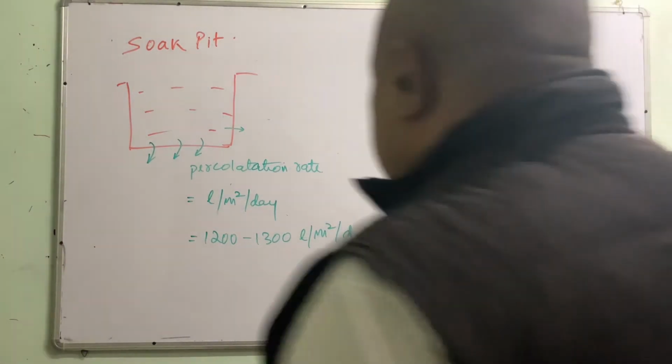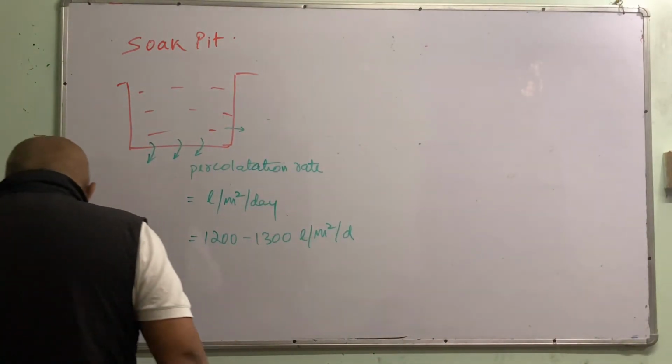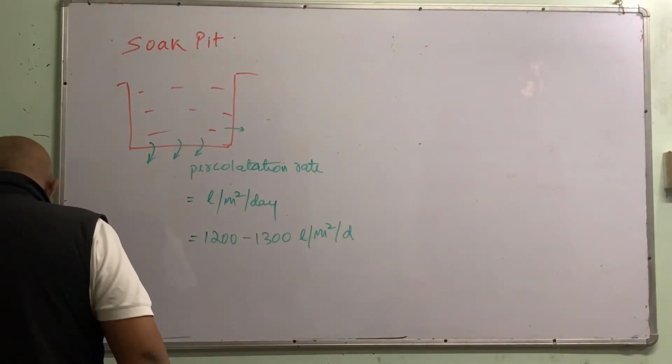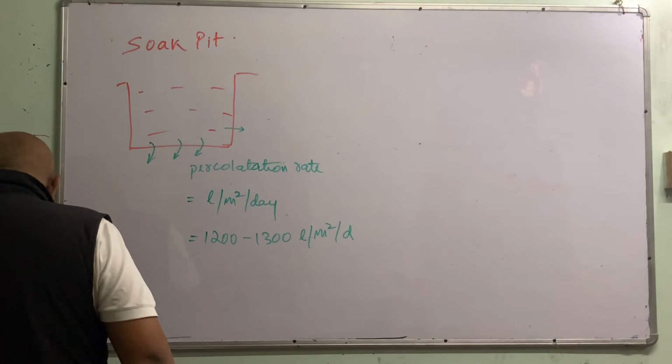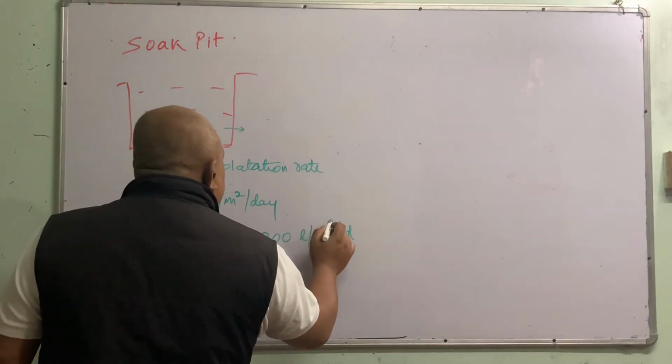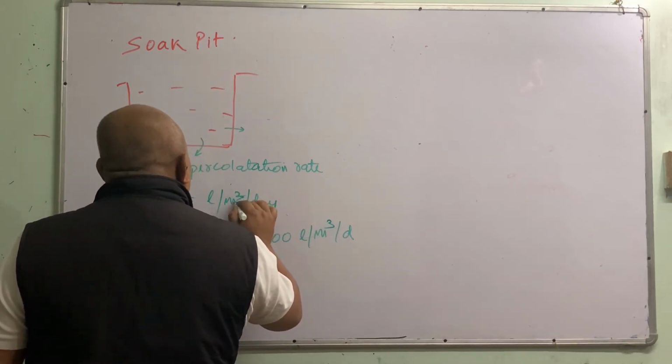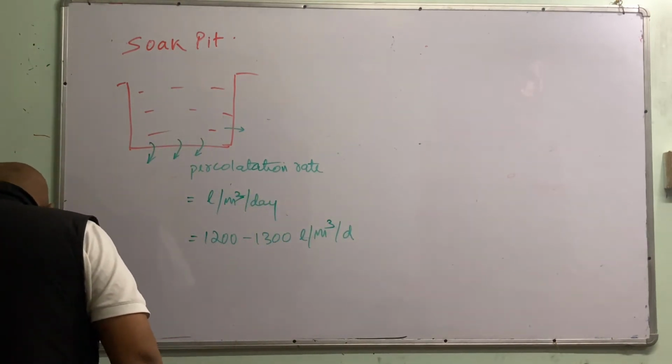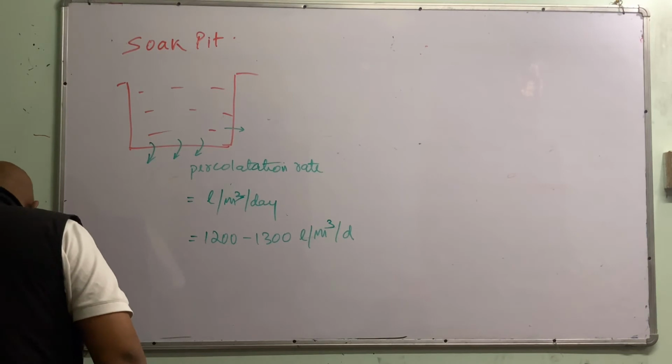So it is around 1,250 liters per meter. Oh, it's not meter cube, it's meter square. Okay. Percolation rate.